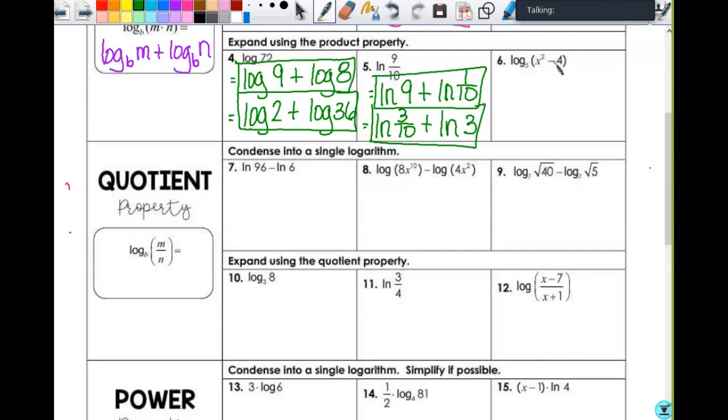Oh, close. It's the difference of squares. So this is log base 5 of x plus 2 times x minus 2. So now I have the log of a product, and that can give me log base 5 of x plus 2 plus log base 5 of x minus 2.